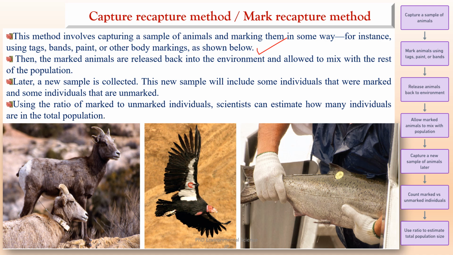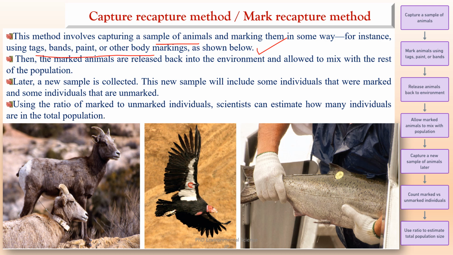During this initial capture, researchers mark each individual in a recognizable way. Common methods for marking include tags like plastic or metal tags attached to the animal's body. You can see in the images some tags are there. Then colorful bands or rings can be placed around the limbs. Non-toxic paint can be used to mark their fur or feathers. Small electronic devices called microchips can also be inserted under the skin.